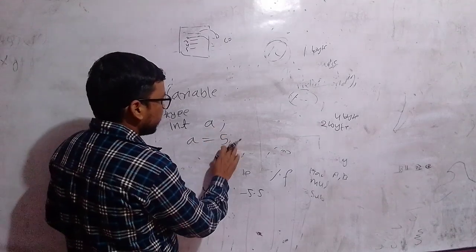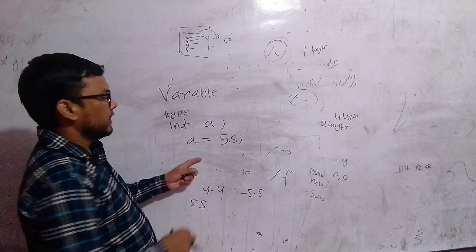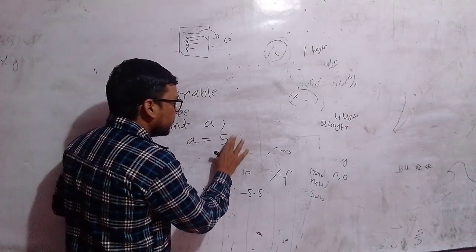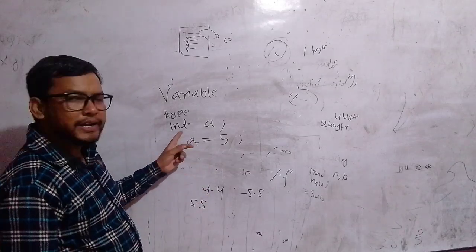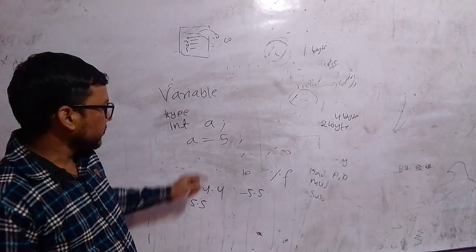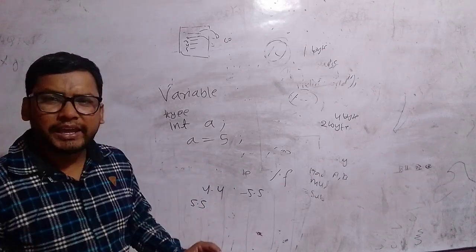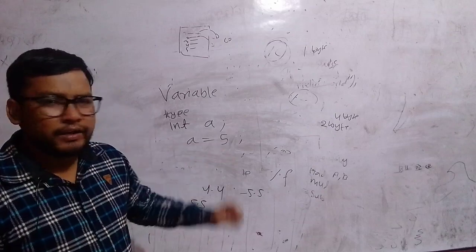So we can only store 5. We cannot store 5.5 here. We are allowed to use only 5 in variable a because its type is integer. Now, later in the program, we can use a instead of 5. That means 5 represents a.